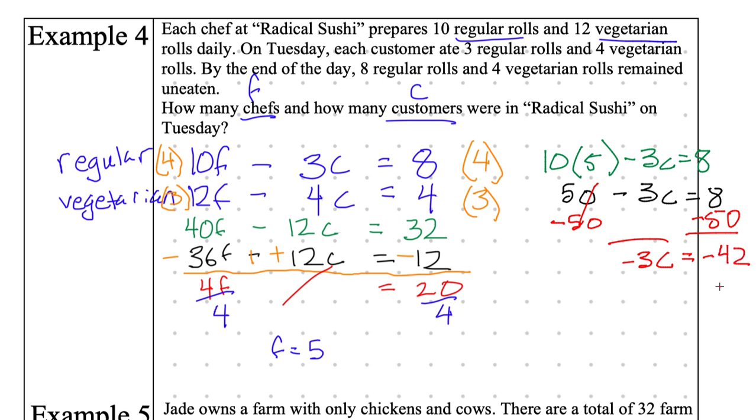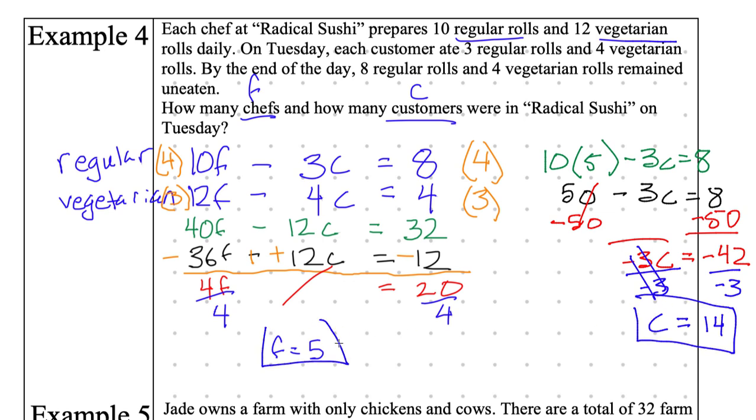Perfect. And then, Emma, you can call on someone else to do the next step. After that, you divide by negative 3 on both sides. And then your final equation would be C equals positive 14. There it is. Positive because you're dividing a negative by negative. I like how you explained that. That means that there were 5 chefs and 14 customers in Radical Sushi on Tuesday.